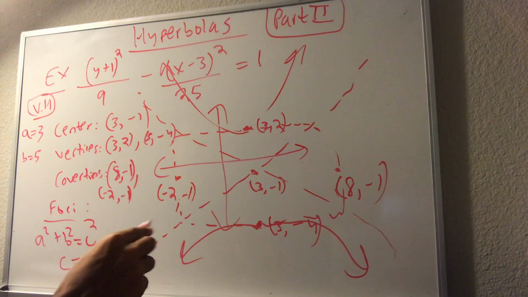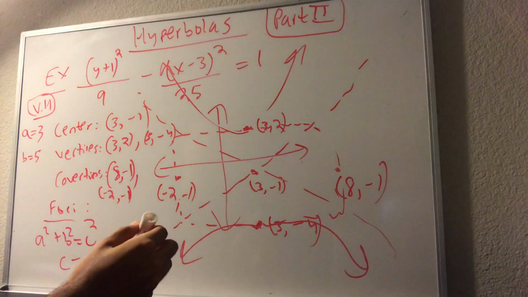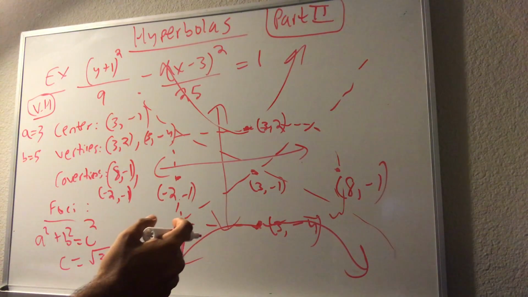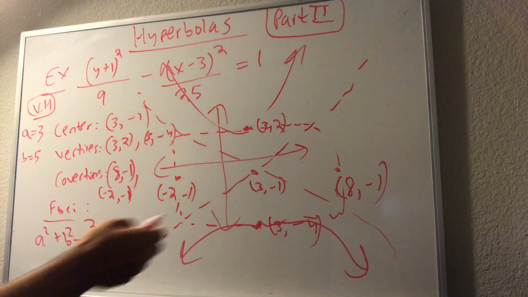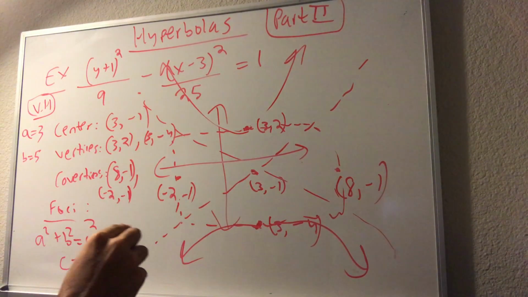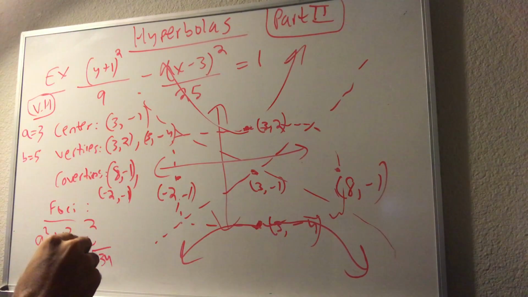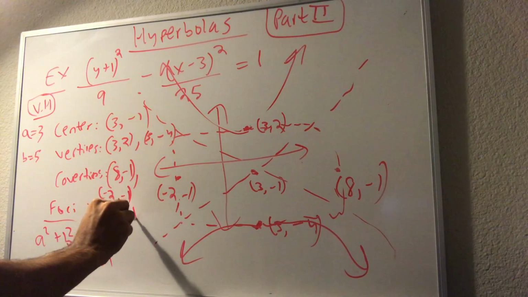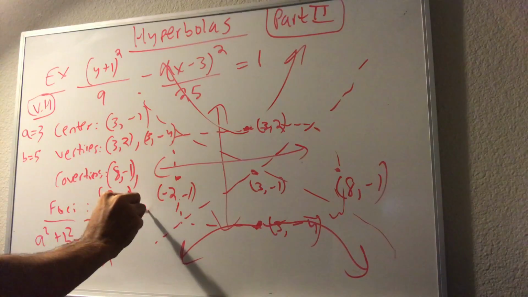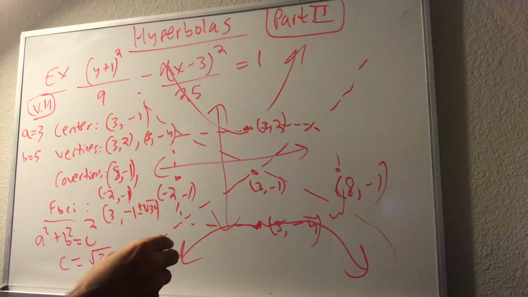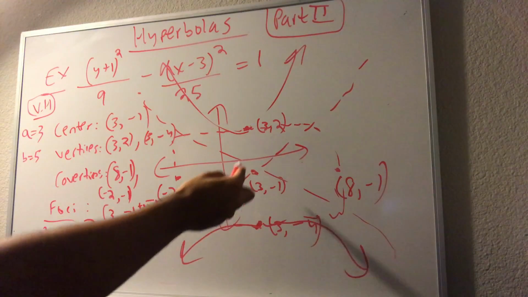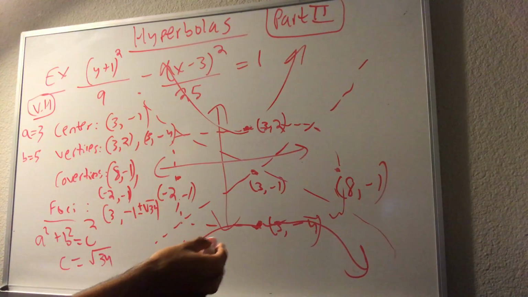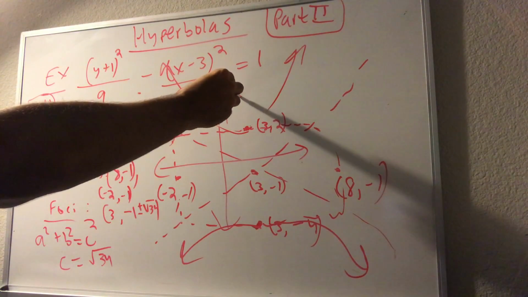And this one will be extending further. It's going to be away from the box. Instead of being inside the box, it's outside the box. And so when we find our foci, you have to understand that the center is 3 comma negative 1. So our foci will be 3 comma negative 1 plus minus root 34. And this means that you have your negative 1 here, and you're adding that root 34 and subtracting that root 34, and so your foci will be somewhere here and somewhere here.